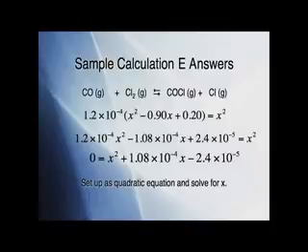And again, we don't show the 1 because coefficients of 1 do not have to be shown. But we set this up: 0 is equal to x squared plus 1.08 times 10 to the negative fourth x minus 2.4 times 10 to the negative fifth.